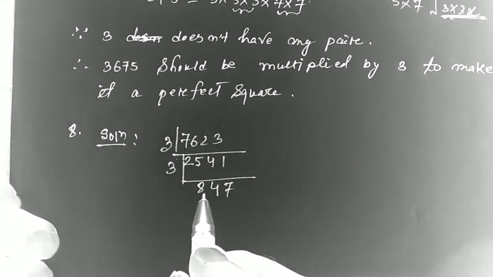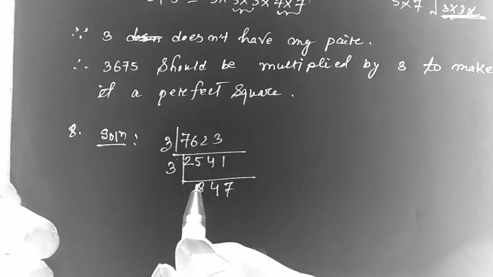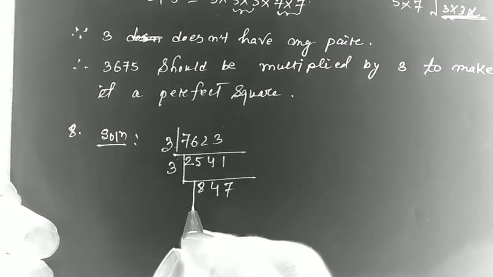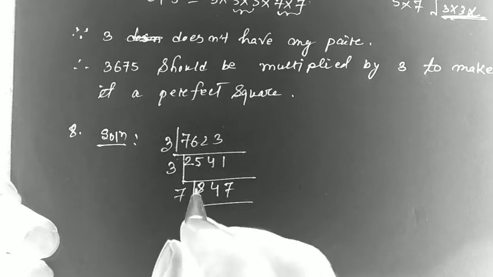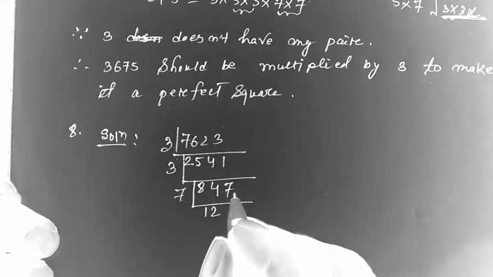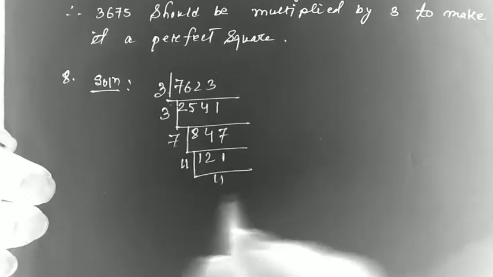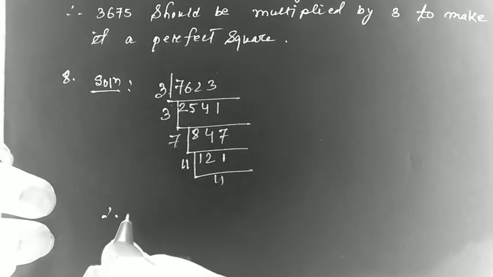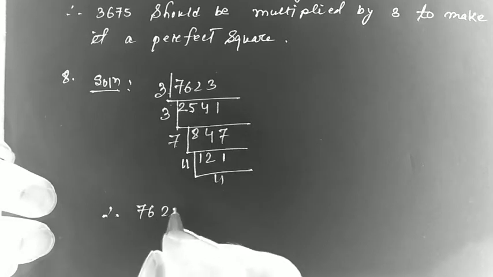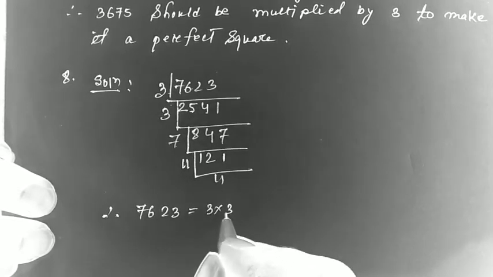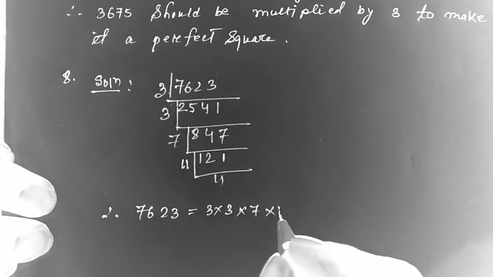So 3 does not divide. 5 also does not divide. 6 also does not divide. So it will divide by 7. Yes, 7 divides here 12 times and here 1 time. And it is divisible by 11 times. Therefore 7623 is equal to 3 into 3 into 7 into 11 into 11.